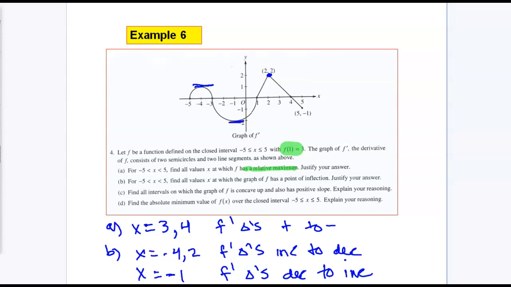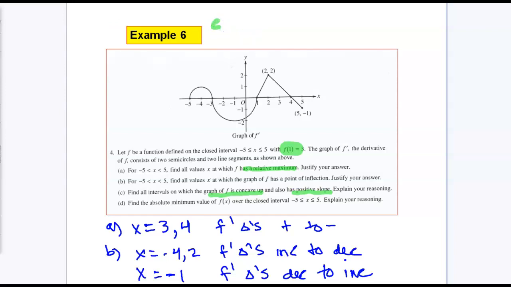For part C, they want us to find all intervals where the graph of f is concave up and has a positive slope. So a lot going on there. The graph of f is concave up, so that means the second derivative is positive, and has a positive slope, and that means that the first derivative is positive.